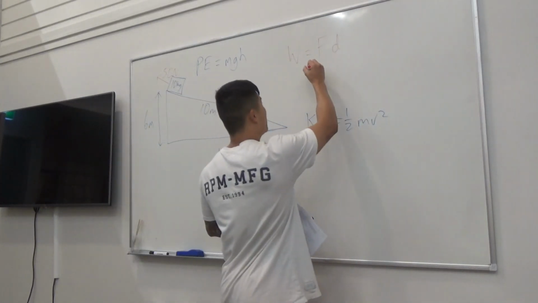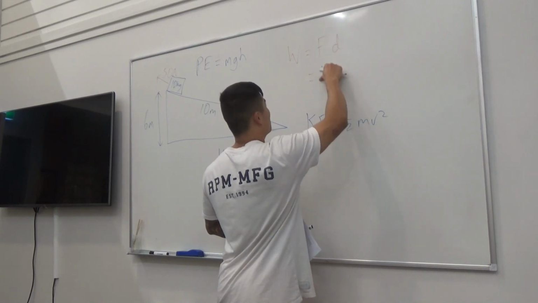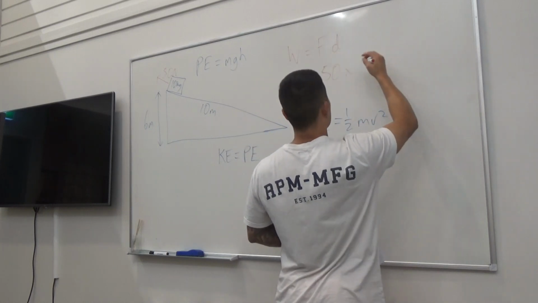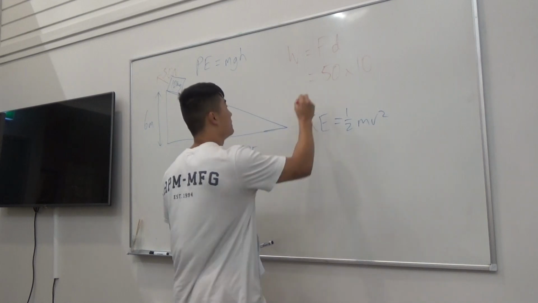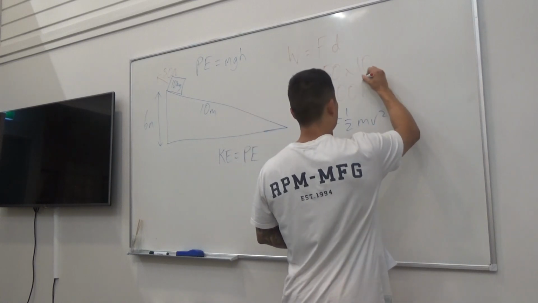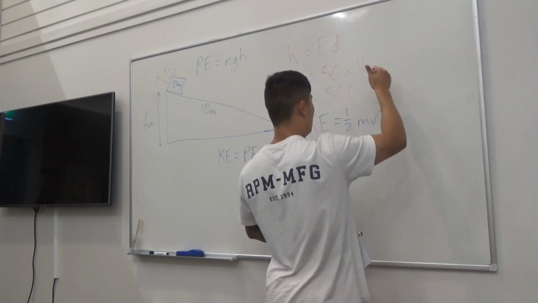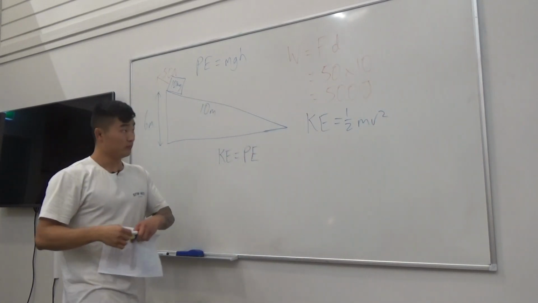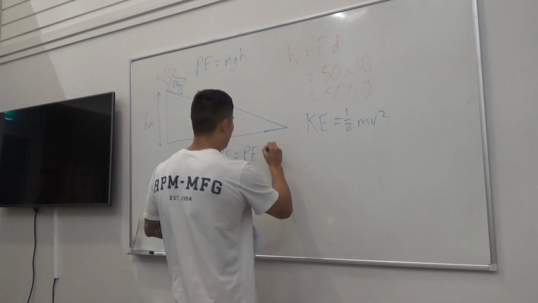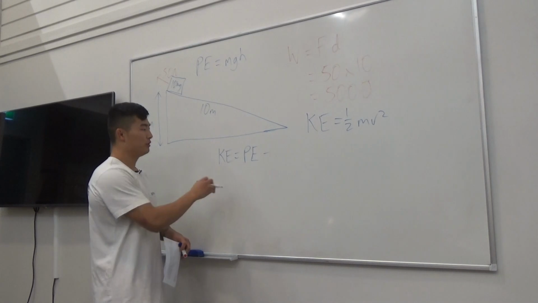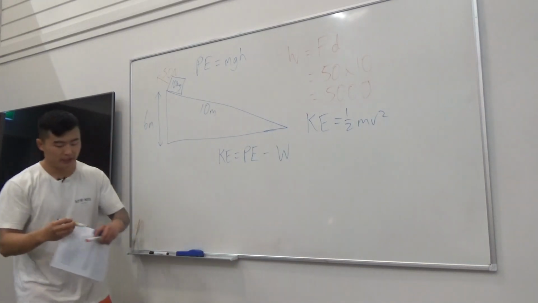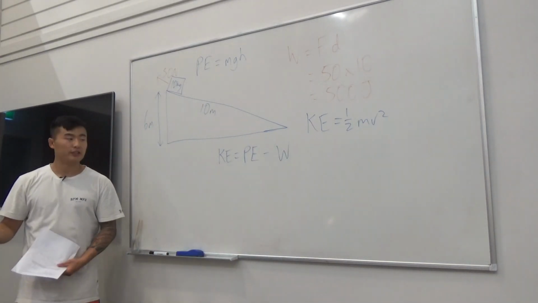So we know that the frictional force was 50 newtons, and the distance that it was working for was 10 meters. So the work done by friction on the crate is 500 joules. That means the kinetic energy at the bottom of the ramp will be equal to the potential energy that it had minus the work that's been done by friction, or the amount of energy that's been lost to friction.